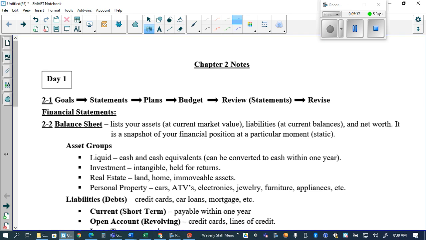Now, this is different than in a corporation's balance sheet. They list their assets at the original purchase price, okay? You'll list it at current market value, yeah. How do you know that? That's a good question, right?